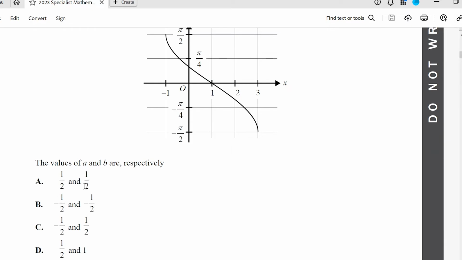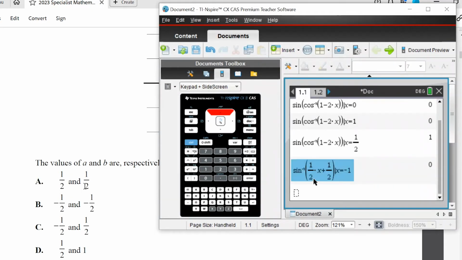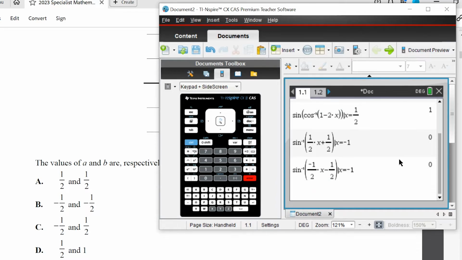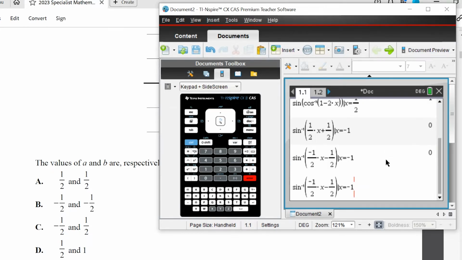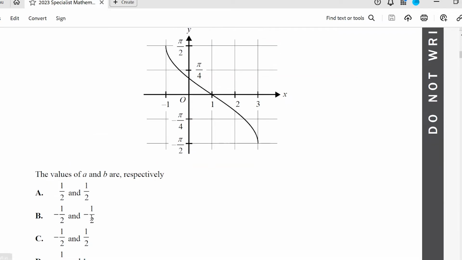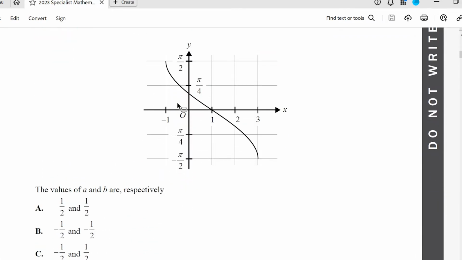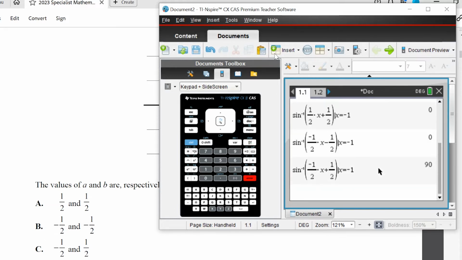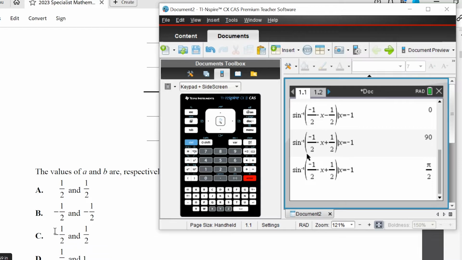Could check then negative a half, negative a half. Still, I'm at 0, so that is no good. Negative a half. a is negative a half, and b is a half. So negative a half x plus a half. I think I'm in degrees mode there, so I probably want to change that to radians, but that would get me to positive pi on 2. So option C is possible.